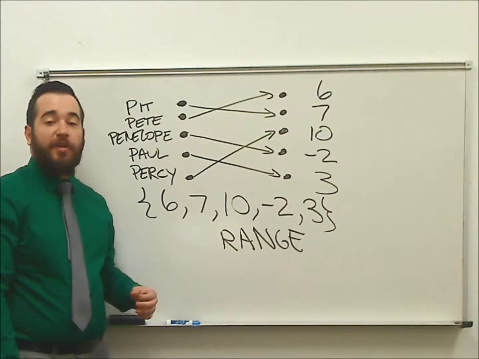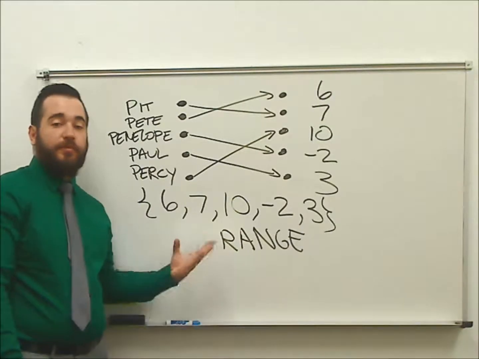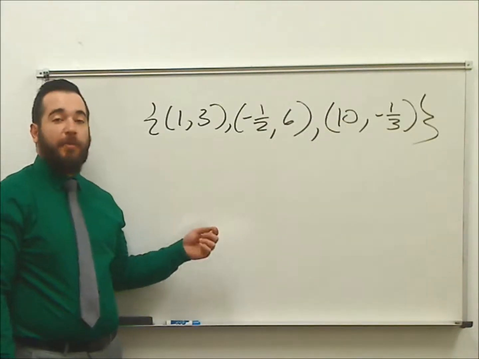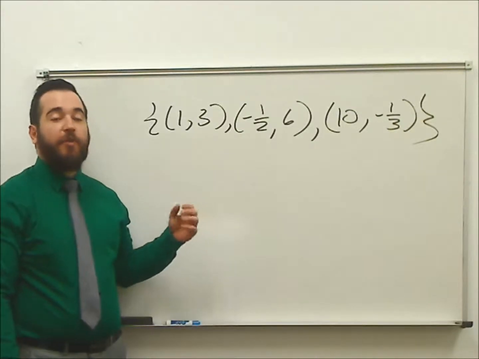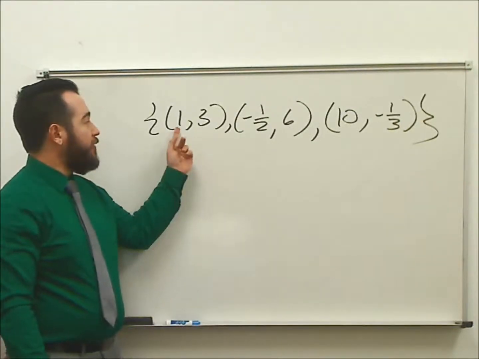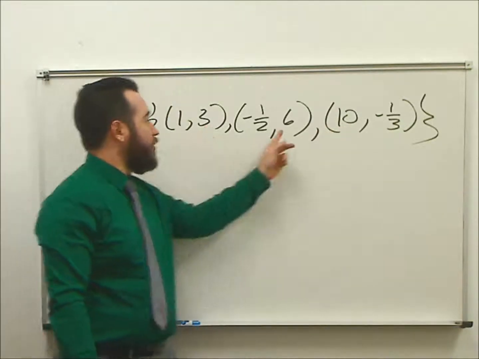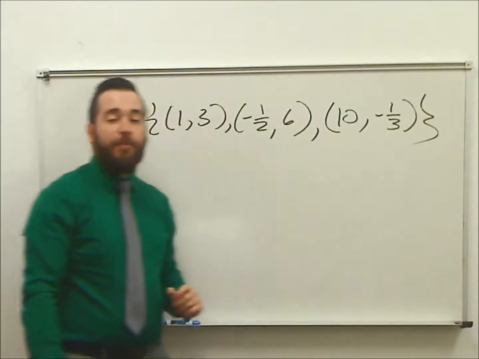Now, we can also do this with ordered pairs. Here's a function that I've defined by a set of ordered pairs. Remember, when you're using a set of ordered pairs as a function, the first number is the input and the second number is the output.